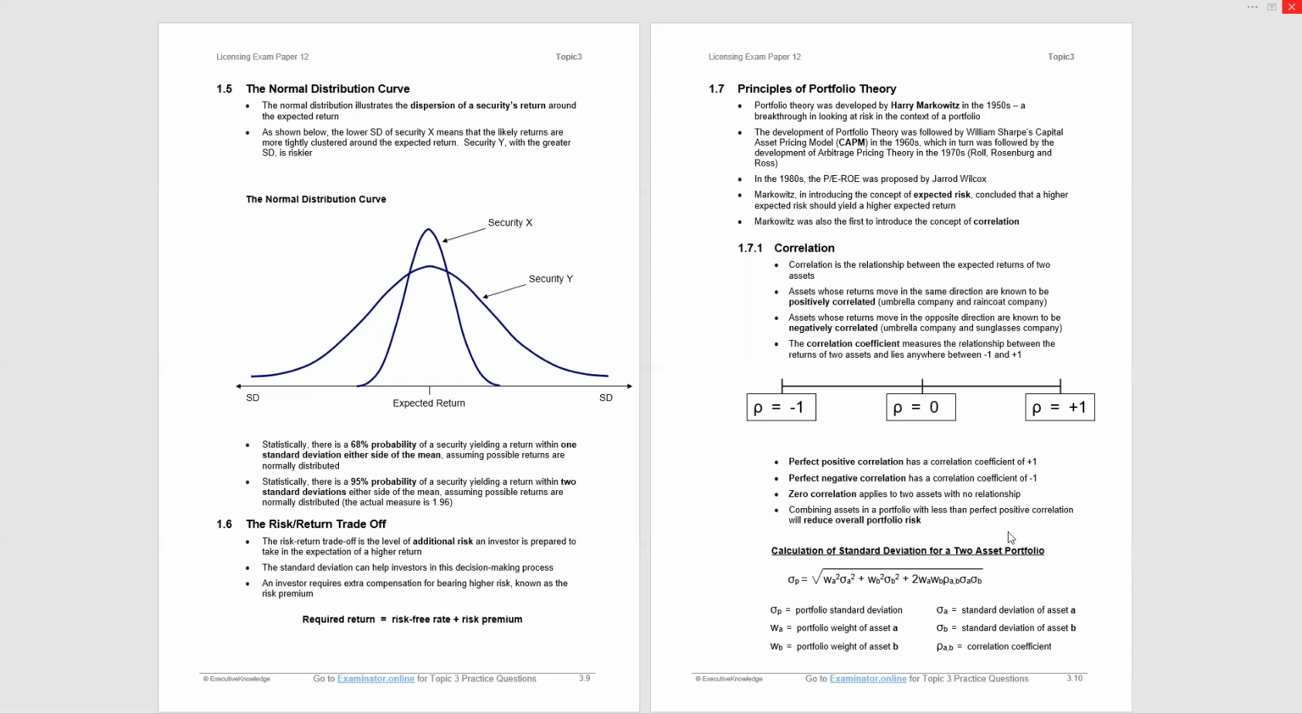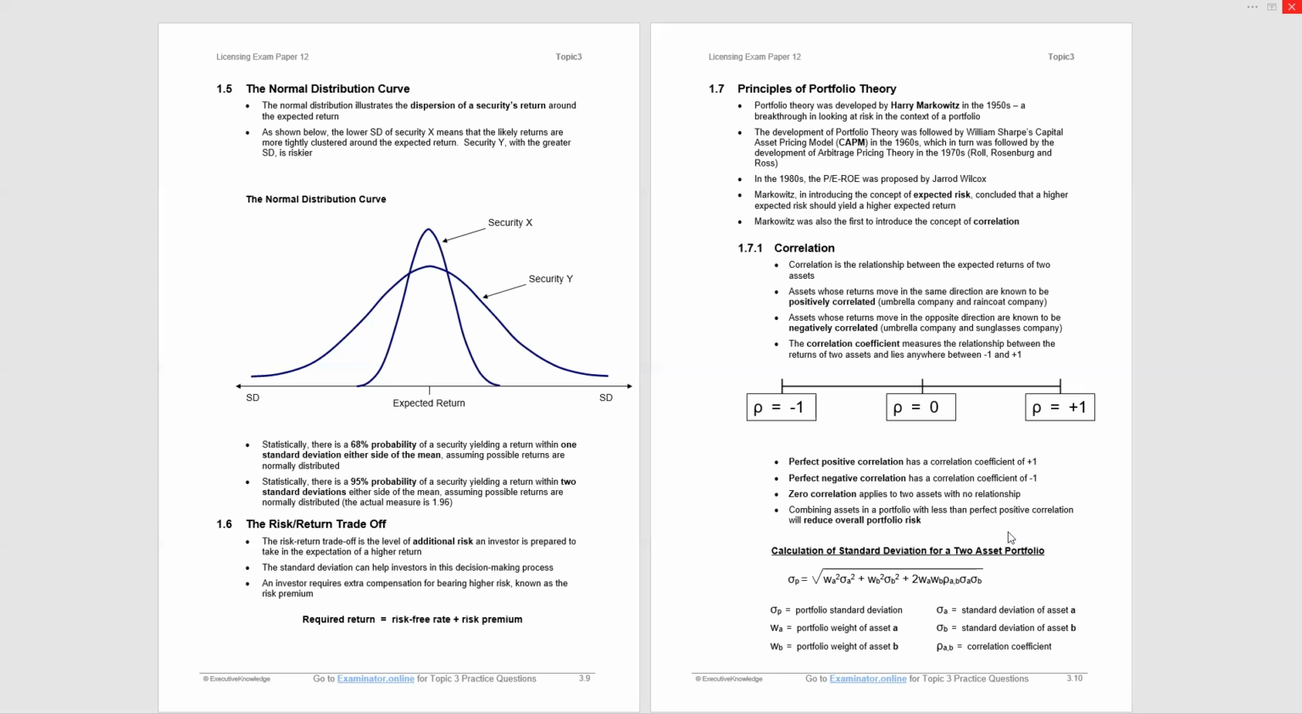Now, applying numbers, statistically, we're told there's a 68% probability, with a normal distribution, of a security yielding a return within 1 standard deviation either side of the mean, assuming that the possible returns are normally distributed. Well, we make that assumption to be able to apply this logic. And statistically, there's a 95% probability of a security yielding a return within 2 standard deviations either side of the mean. It's actually, to be exact, 1.96 standard deviations either side of the mean. But if they were to examine this, you can assume it's 2 standard deviations.